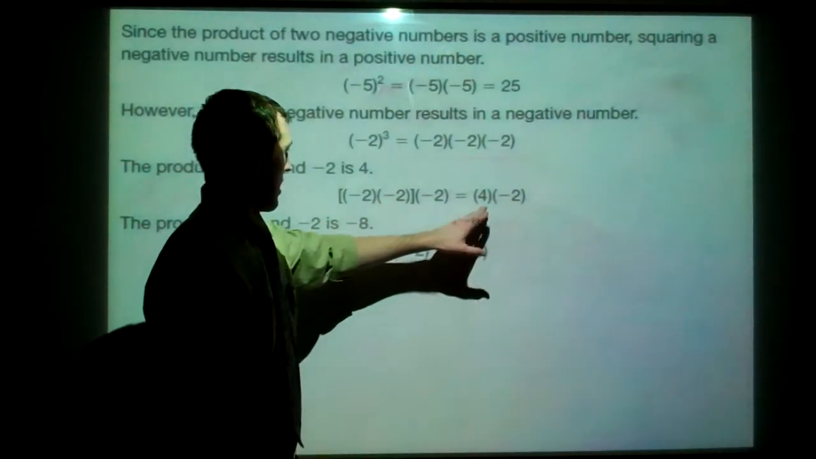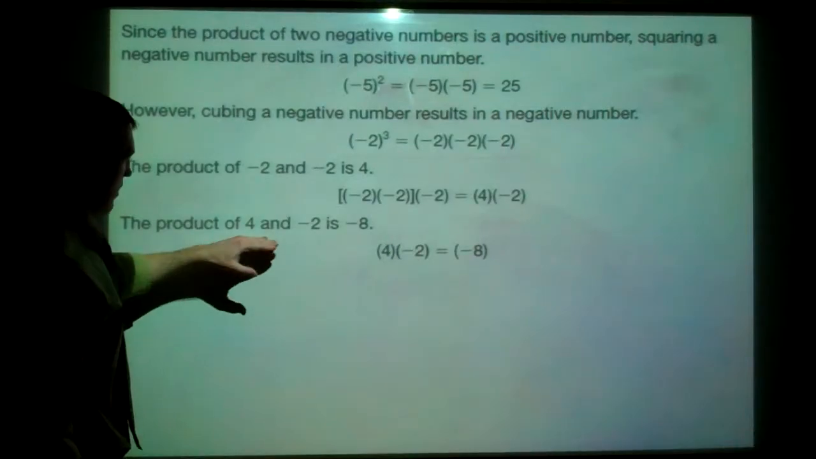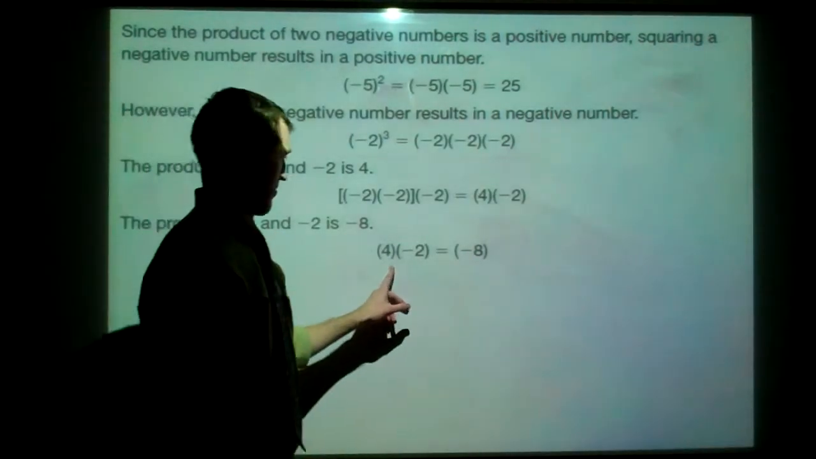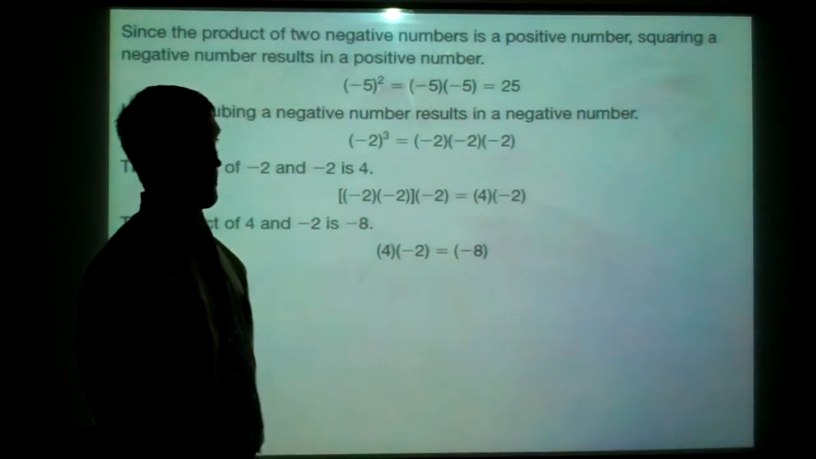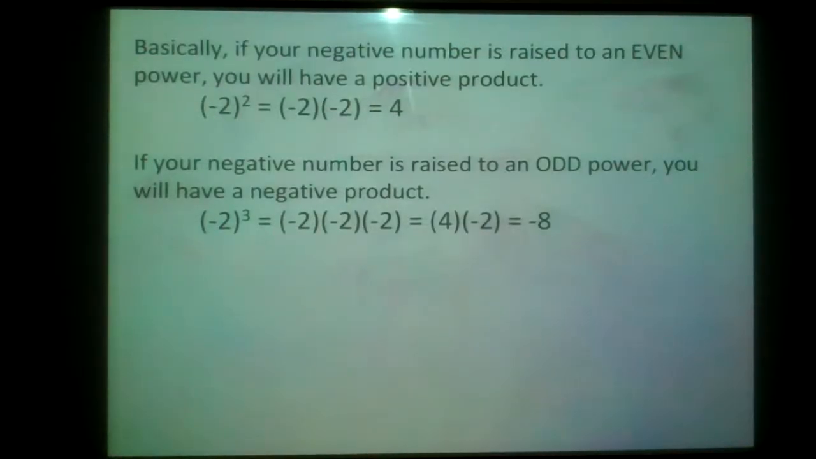And then at this point we have 4 times negative 2, and the product of 4 and negative 2 is negative 8. Okay? So positive times a negative at that point. So we actually have a rule for this.